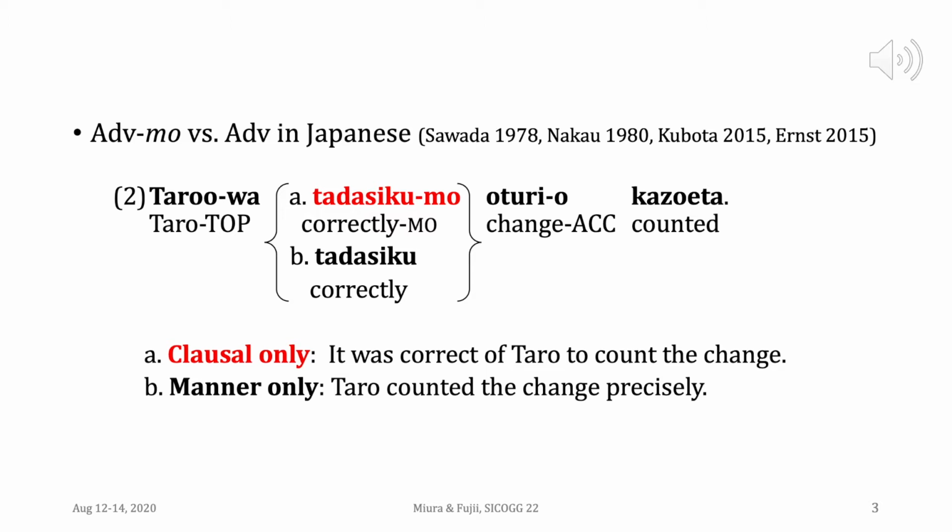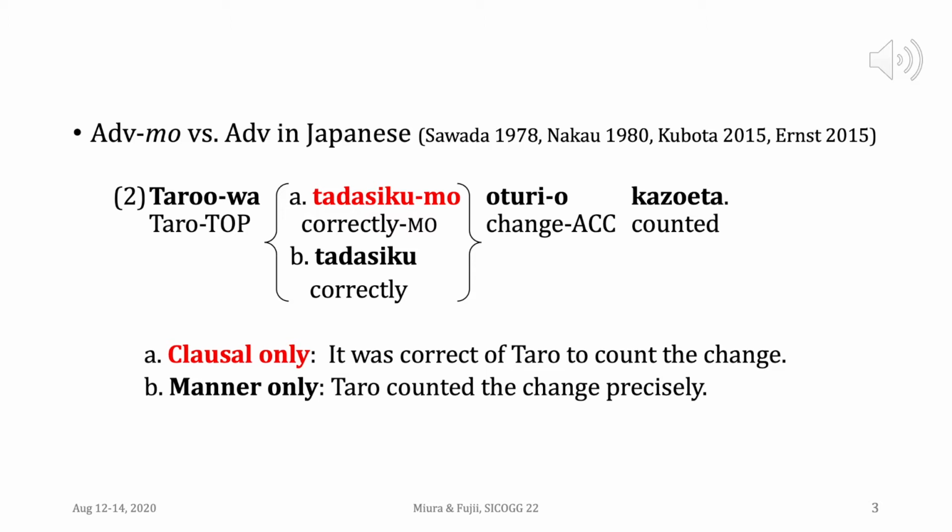Let's look at examples. 2a 太郎は正しくもお釣りを数えた means it was correct of Taro to count the change. Only a clausal interpretation is possible. When we remove mo, we get 太郎は正しくお釣りを数えた. It means Taro counted the change precisely. The manner reading becomes available and the clausal reading goes away.